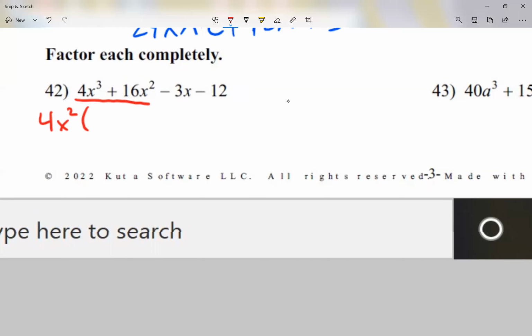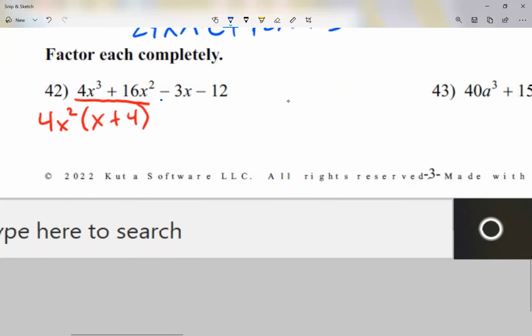I know 4 divided by 4 is 1. I'm not going to write the 1 unless I have to. x cubed divided by x squared is just x to the 1. And then plus 16 divided by 4 is 4. And then there's no more x's because I removed them. Like I said, I was only looking at the first 2 terms.